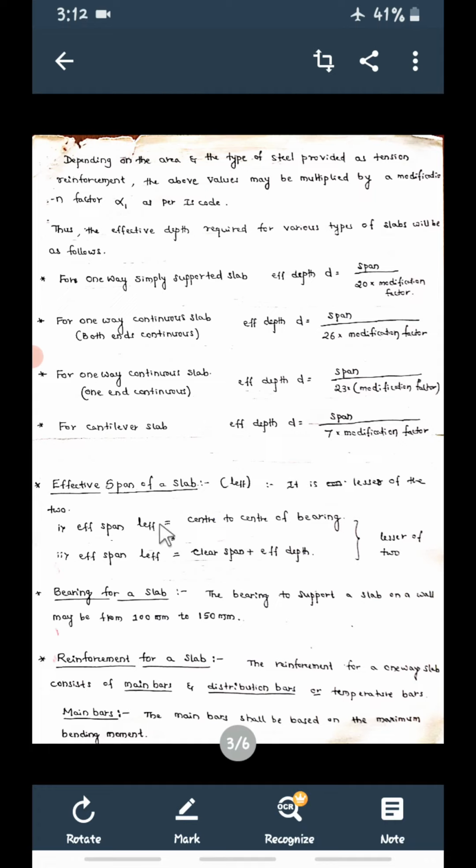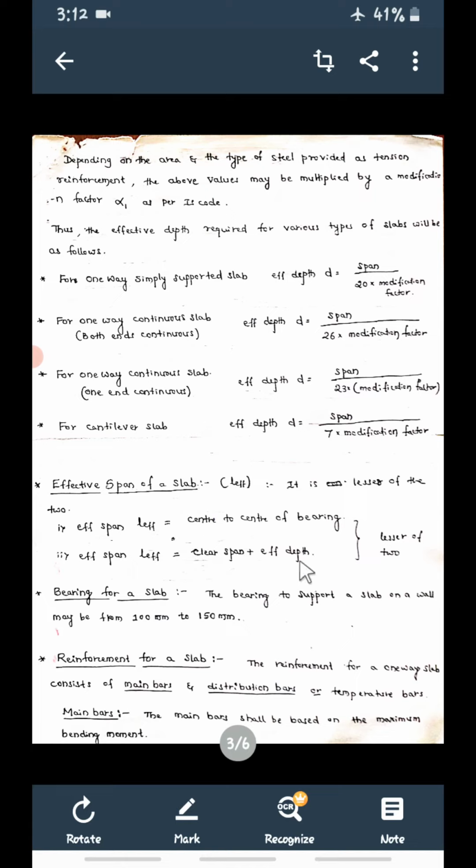Effective span of a slab. It is the least of the two. So effective span, that is L effective, will be the smaller value of these two criteria. What is the first one? Effective span, L effective, is equal to center to center of bearing.